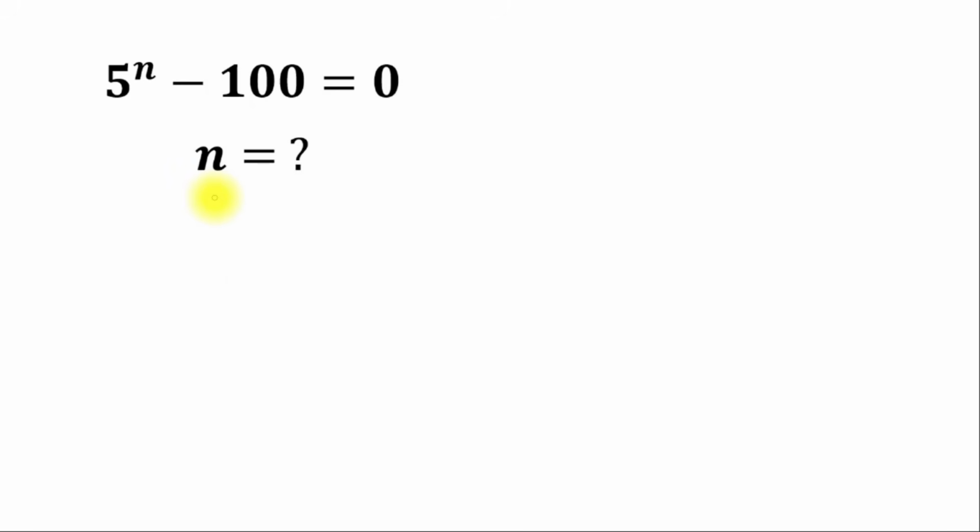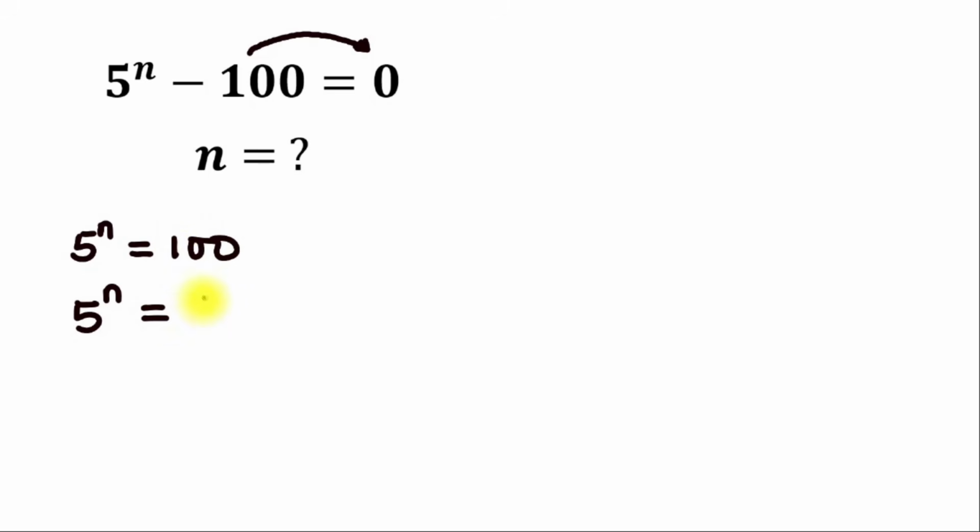Can you solve it? We're told to look for the value of n, given that 5 to the power of n minus 100 is equal to 0. Well, our first step will be for us to move negative 100 to the right-hand side, so that we have 5 to the power of n to be equal to, as negative 100 crosses to the right, it becomes positive 100.